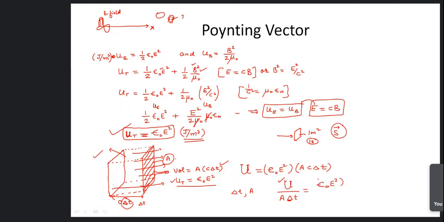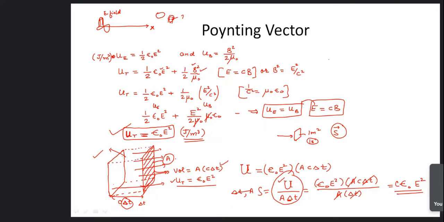times the total volume A c delta t, divided by A times delta t. I can cancel A with A, and t with t. So I'm left with epsilon naught, and the c is also there. So let me write c epsilon naught E square. What is this? This is the Poynting vector. This is the energy flowing through unit area in unit time.